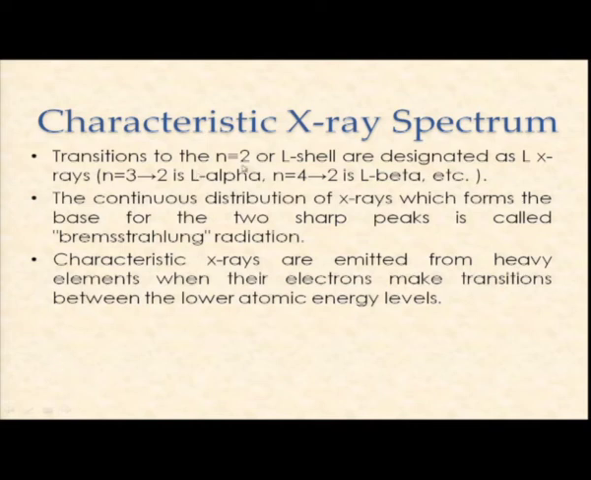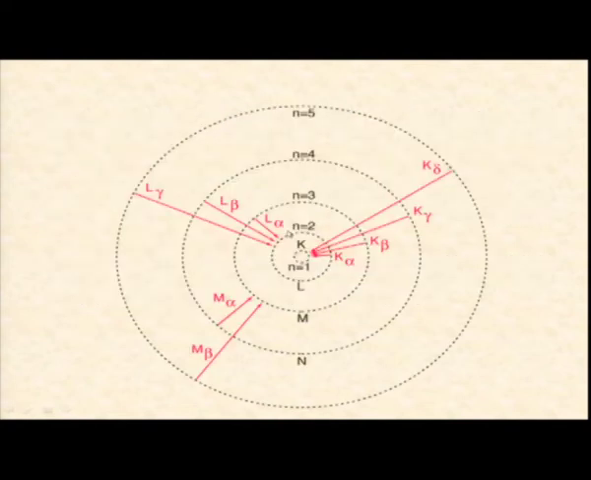Then coming to other types of transition, when the transition takes place from other higher levels to n is equal to 2, they are designated as L rays. Then n is equal to 3 to 2 is L alpha rays, and n is equal to 4 to n is equal to 2 is L beta rays. So, like that you could see other X-rays here in this figure. You can understand the characteristic X-ray spectra very clearly.